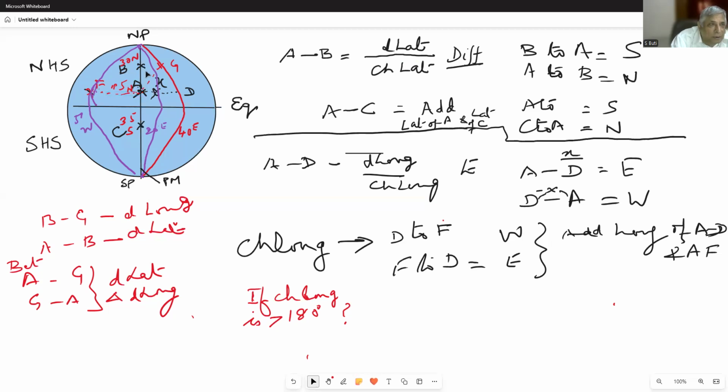Now, from B to C, again, add the latitude of B from equator to the latitude of C from equator and add them up. That will give you the change of latitude between B and C or A and C. And if your destination is in the southern hemisphere, change of latitude is south. If you are measuring from C to A, destination is in the northern hemisphere, change of latitude will be north.